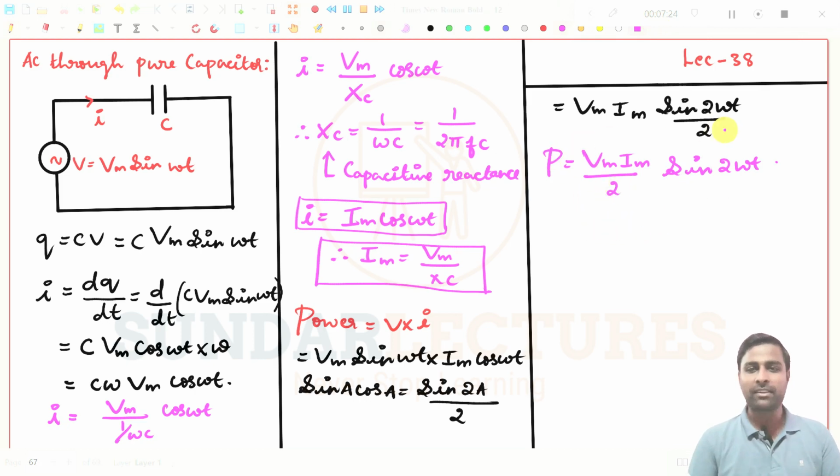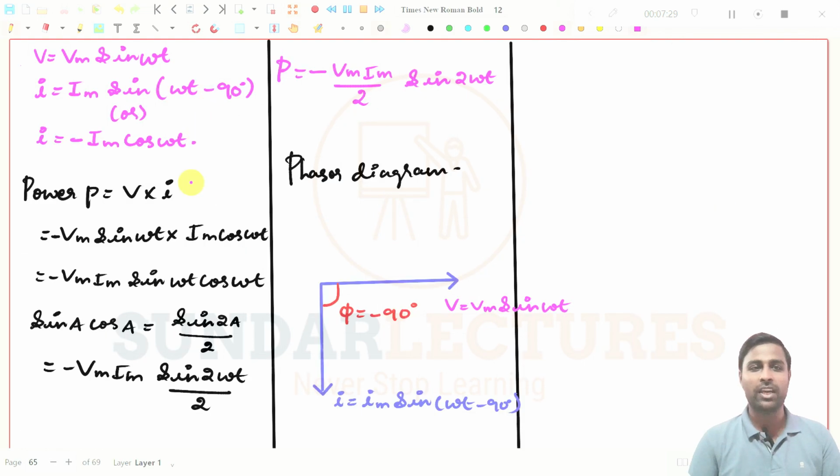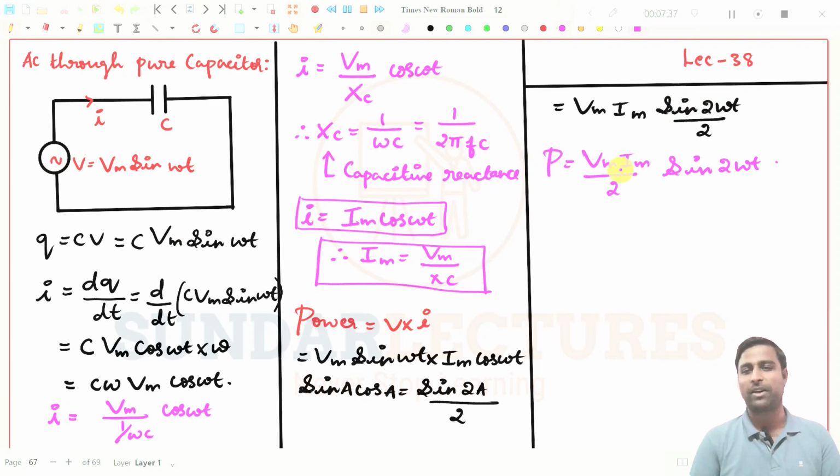Now compare this power expression with the purely inductive circuit. The power expression we got in the inductive circuit is minus Vm Im by 2 sin 2 omega t. The same expression we are getting here with a positive sign. That is the only difference we can see here. So what we are going to do?